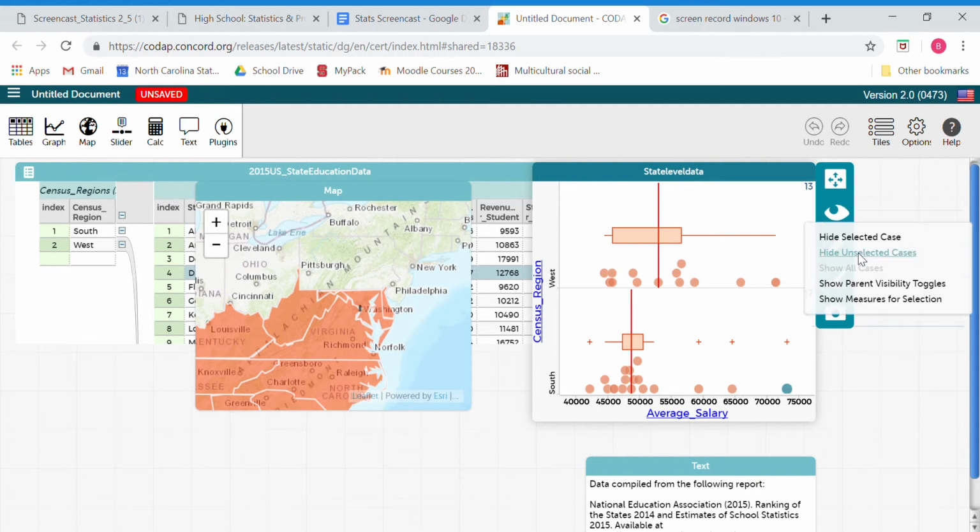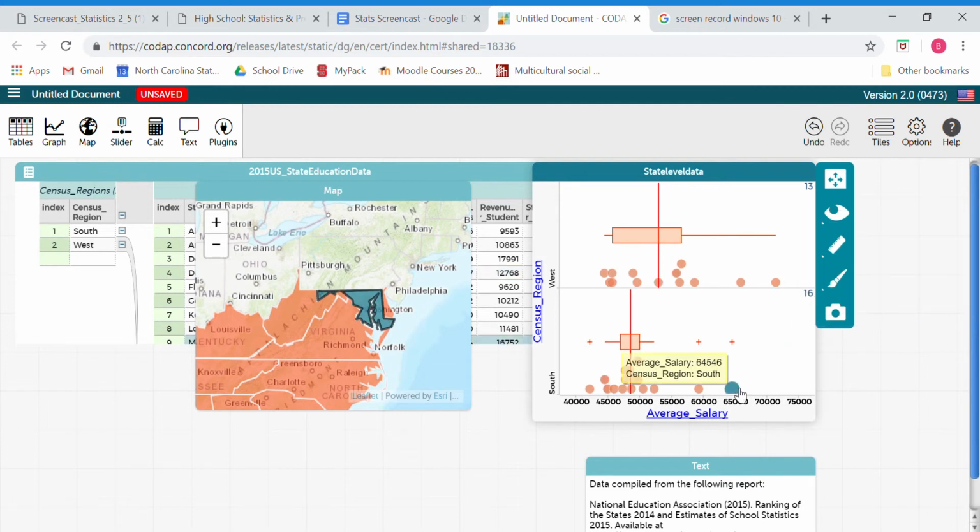And actually, if we just hide these for a minute, you'll notice that the median goes down and it's considerably lower. If you were to randomly choose a state in the West now, you would have a 50% chance of getting a state with a higher average salary than all of the average salaries of all of the states in the South.